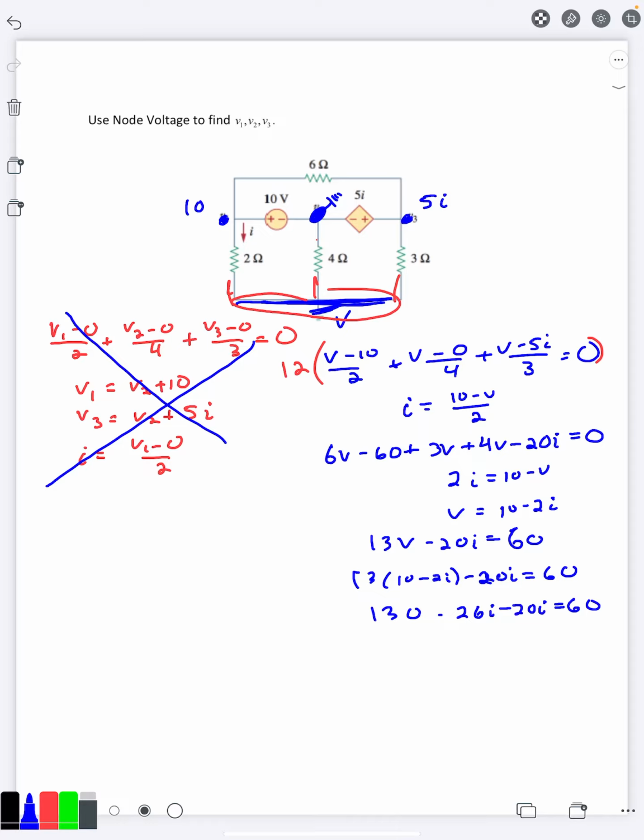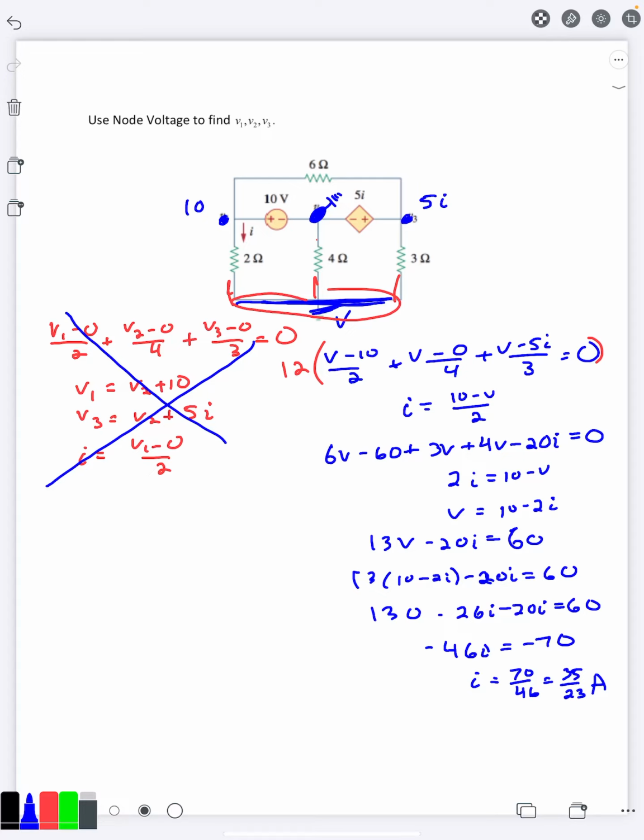And that's going to give me minus 46I is, what do we have here? Negative 70. So my I then is going to be 70 over 46. Divide top and bottom by 2. It's going to be 35 over 23 amps. So we have this answer here for our I.